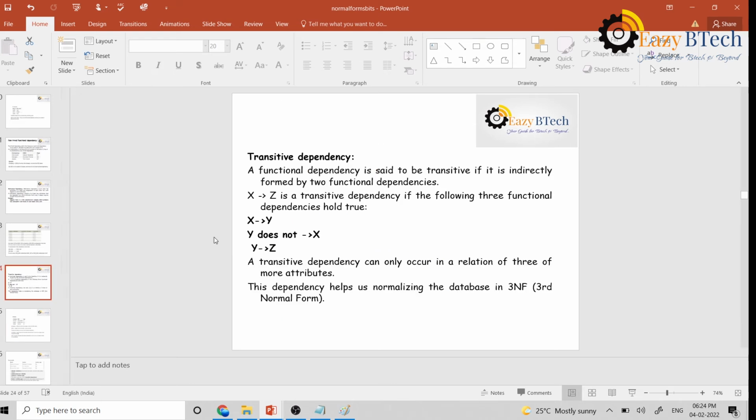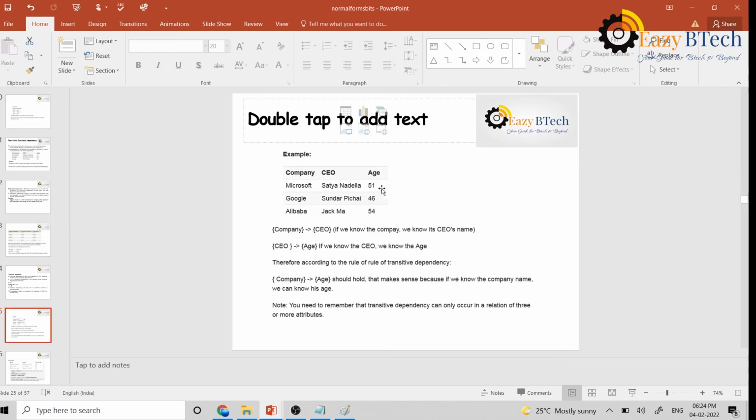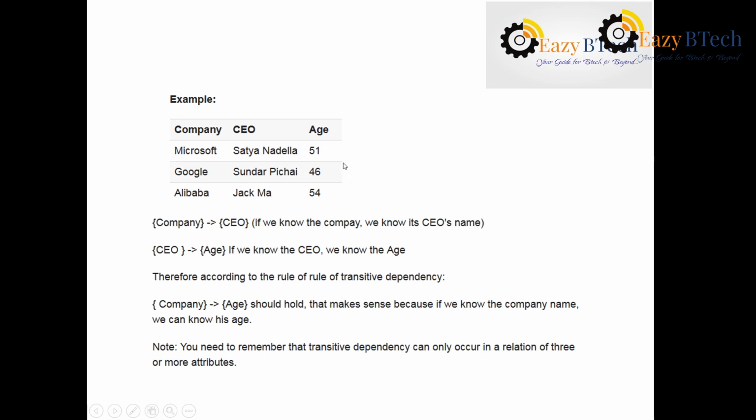What is a transitive dependency? X depends on Y, Y depends on Z, then X determining Z is called a transitive dependency. Suppose I want to know the age of the Microsoft CEO. Directly you know 51. Please note that a transitive dependency can be applied only when we have three or more attributes.